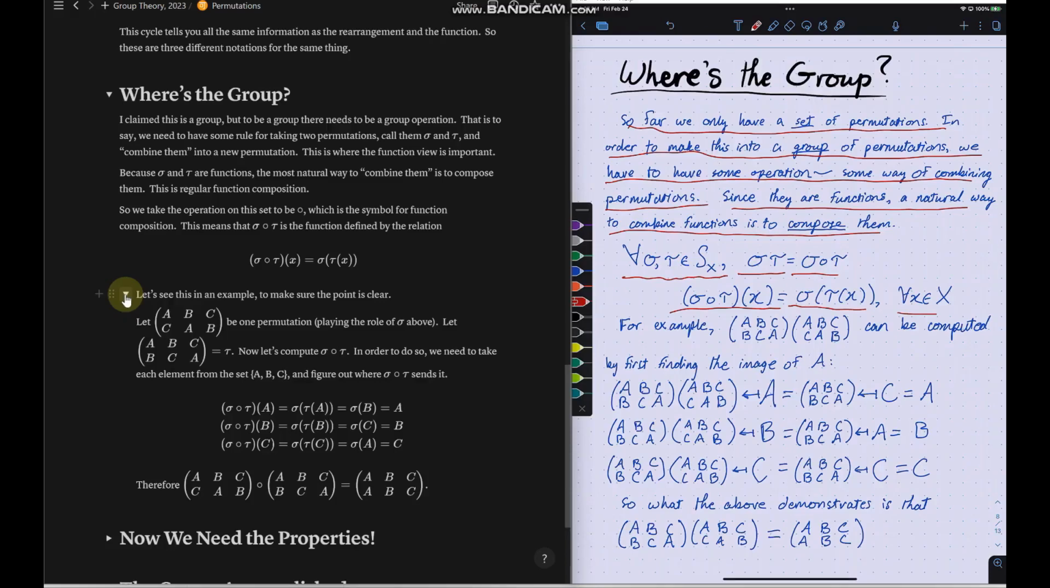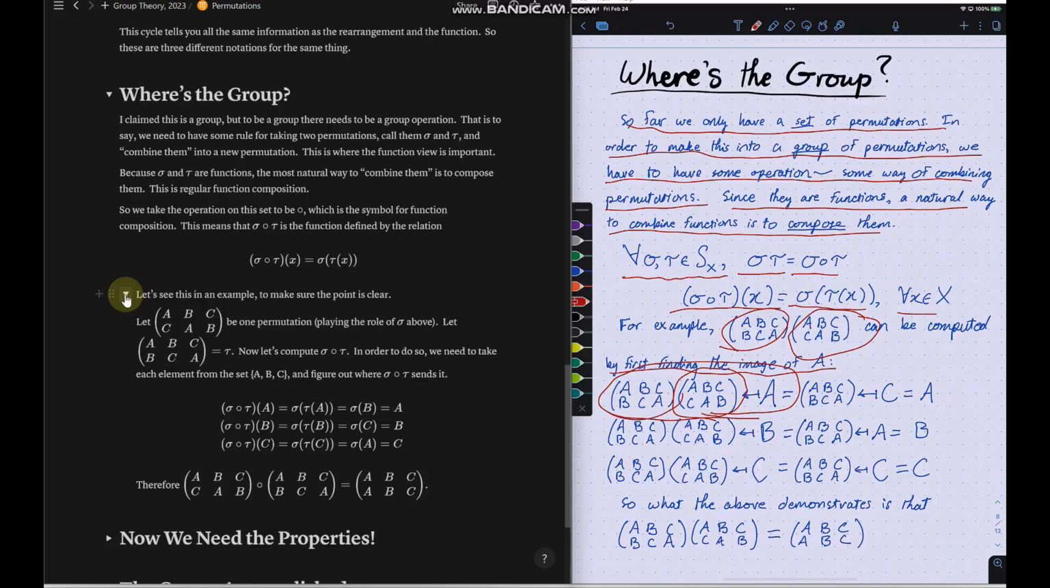For example, take the permutation sending A to B, B to C, C to A, and the permutation sending A to C, B to A, C to B. This can be computed by first finding the image of A, which I'm going to use some non-standard notation to write, but it is A being fed into the rightmost table. Recall that you evaluate the right-hand thing first in a composition. So we evaluate A in this rightmost permutation. It sends A to C.